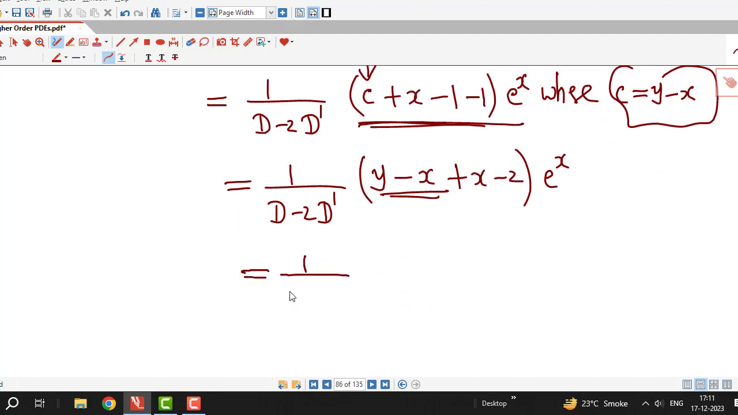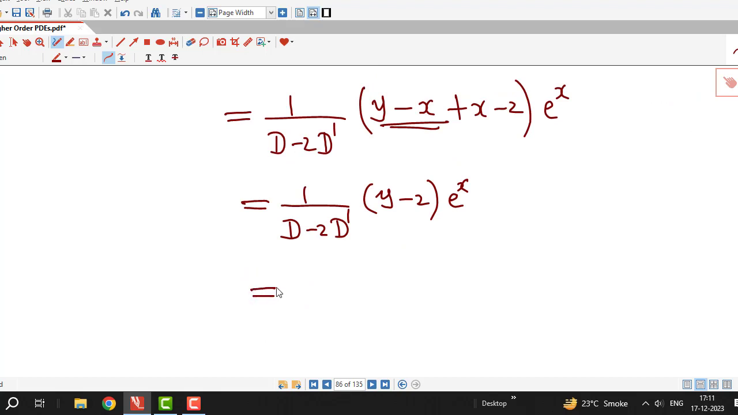Now let me simplify the bracket. Here x will get cancelled and we have y minus 2 times e raised to x. Now again we apply that formula. We have to replace this y by c minus mx, and if I compare this with d minus m d dash, we have m equal to 2. That is, I have to replace y by c minus 2x here, and then I have to integrate with respect to x.